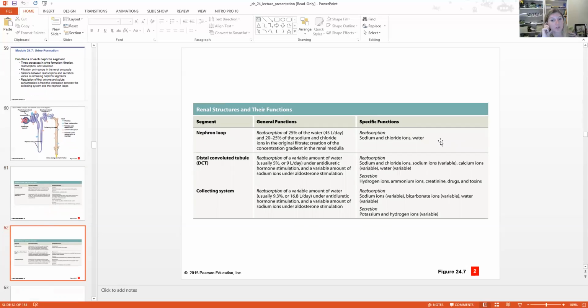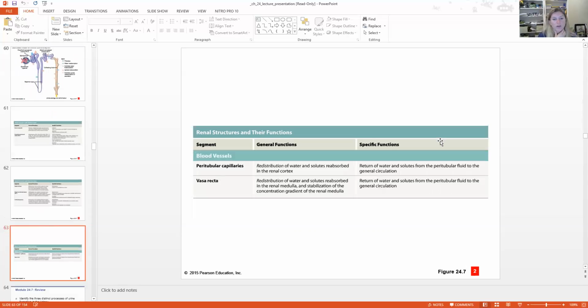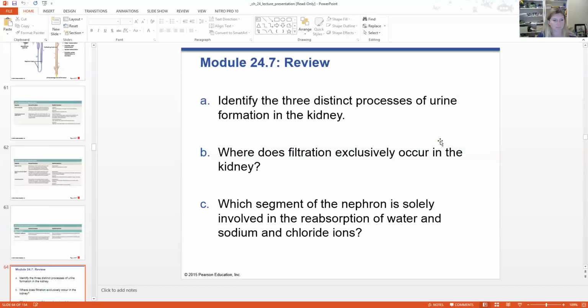Then in the nephron loop, we're mostly reabsorbing water, solutes on each side, right? The DCT is variable. The collecting system is variable, dependent on all of the input from our hormones. And then same thing with our vessels, right? The vasa recta, the peritubular capillaries, all redistributing the water and solutes that are going to be reabsorbed through the renal cortex or medulla, depending on which one.